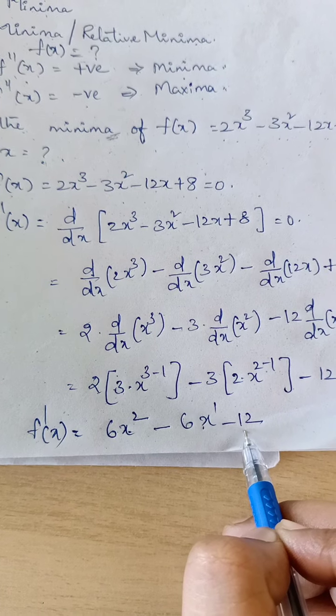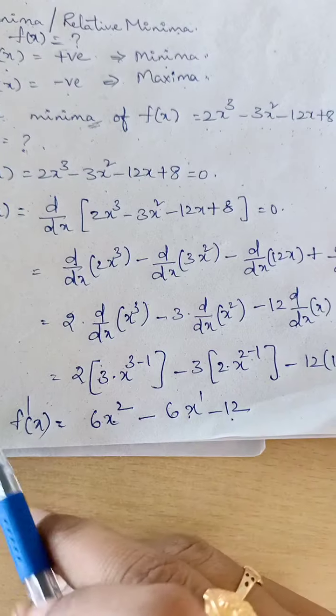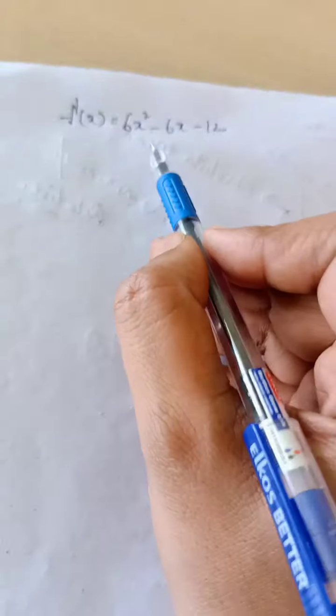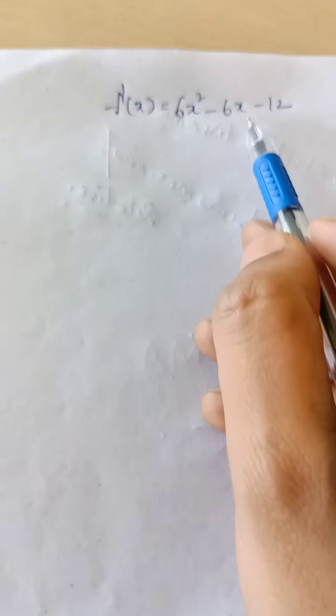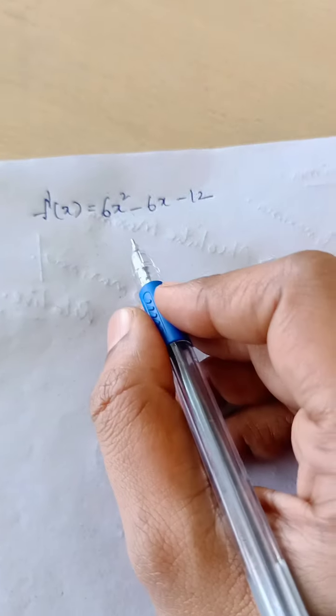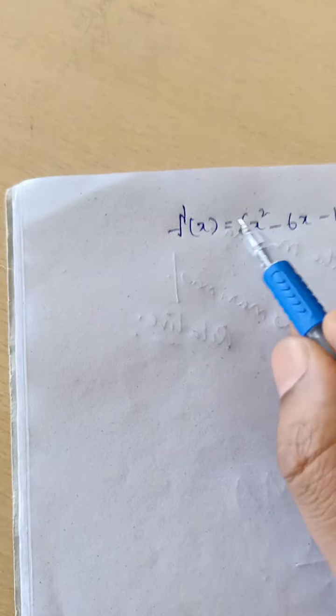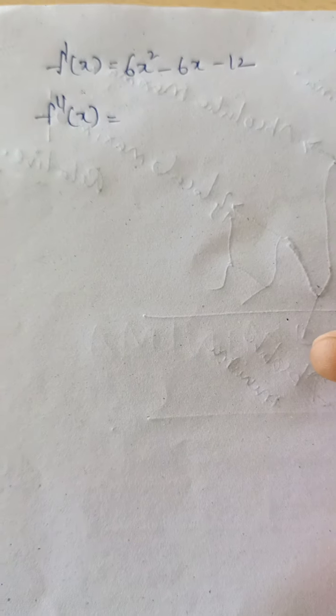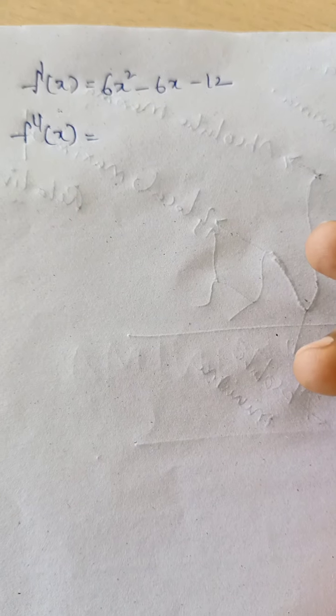This is the first degree derivation, the first derivative. This is called f dash of x: 6x square minus 6x minus 12. So this is the first degree derivation. Here, from this first derivative, we can go for the second derivative, that is f double dash of x. To find the maxima or minima, we have to do the derivation 2 times. That means first find f dash of x equal to 6x square minus 6x minus 12.